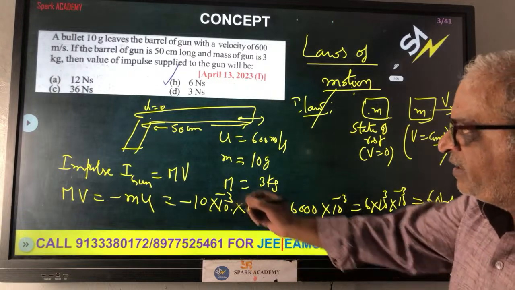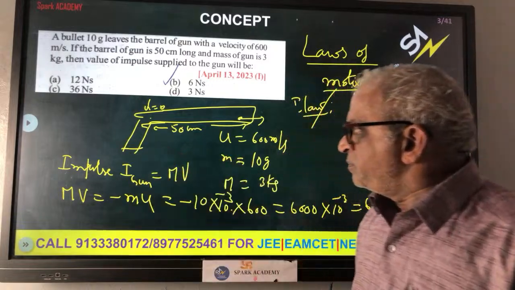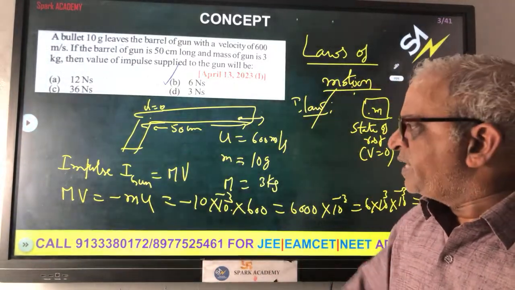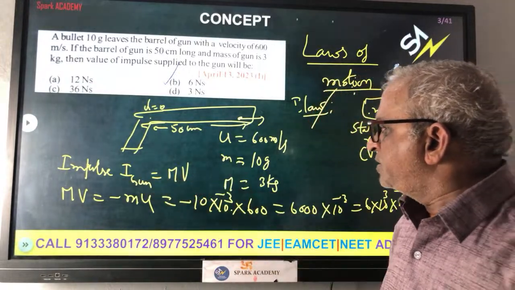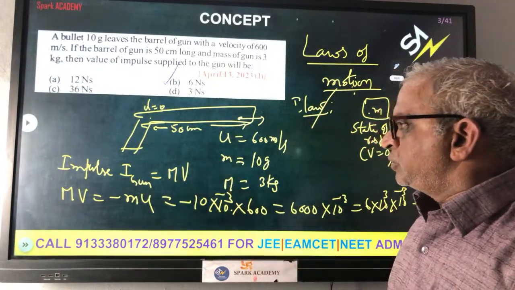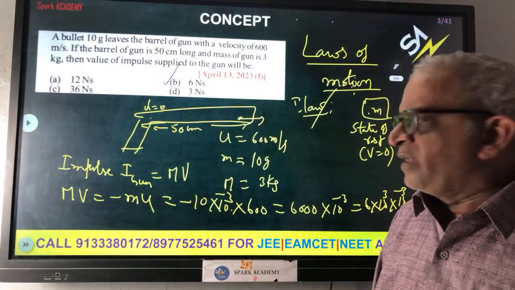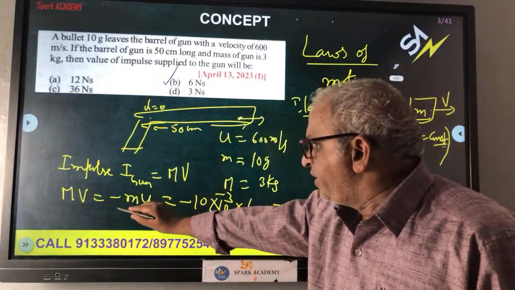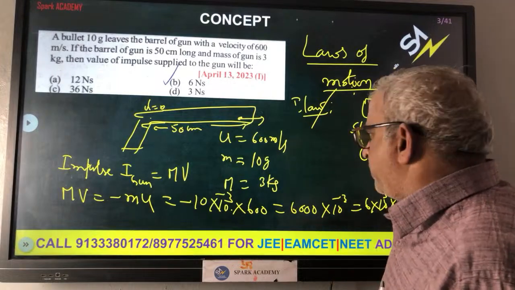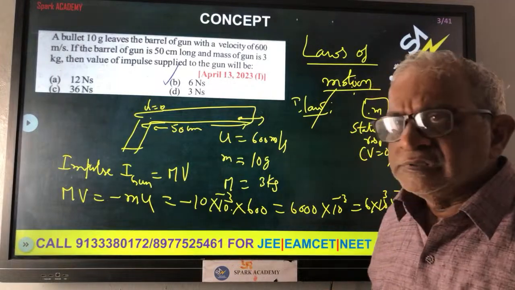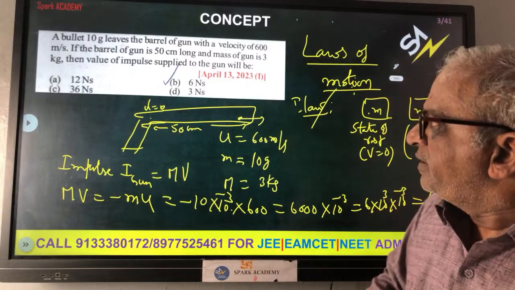The problem is based on impulse. Impulse means change in momentum. The changing momentum for the gun is MV only, because it is at rest. Finally MV, so 0 minus of minus mv, so MV is equal to minus mv. The magnitude of the impulse is 6 Newton second here. Okay, this is our first problem.